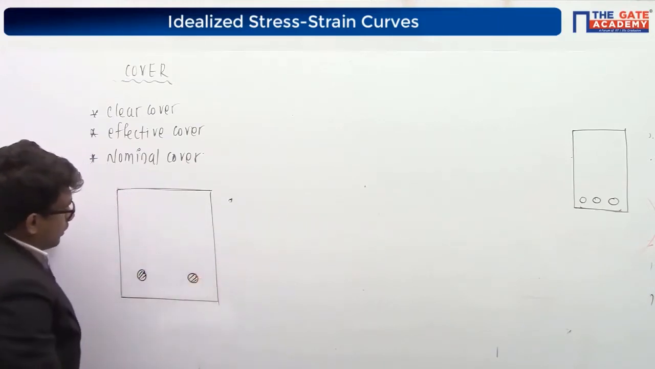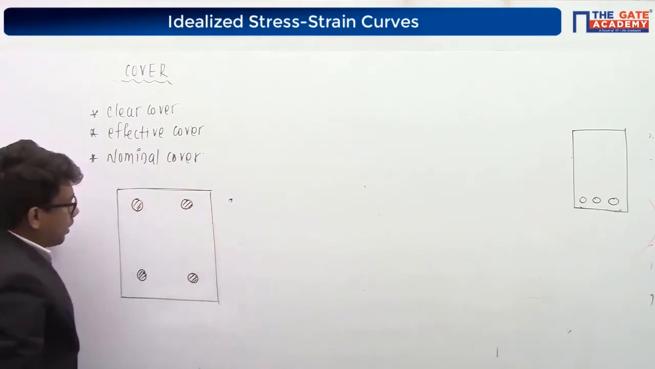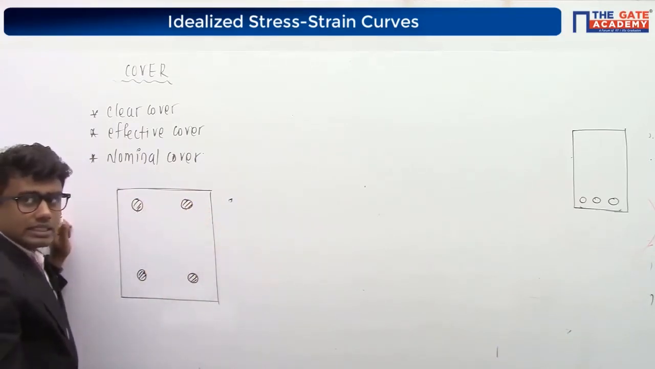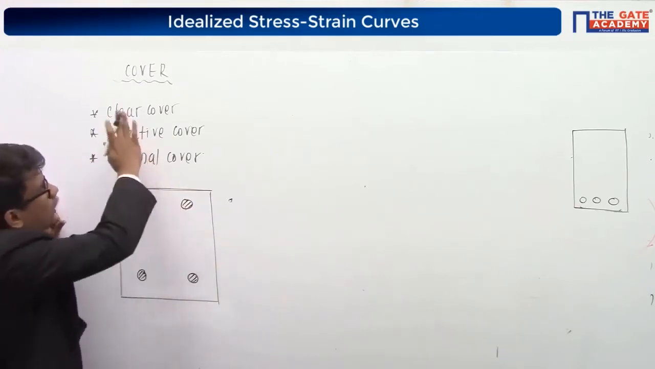This is also called our reinforcement, and I am giving a reinforcement here in the compression zone also. This is called a doubly reinforced beam. We will be discussing that; we have a separate topic for it. But still, understand it for the sake of understanding this cover.